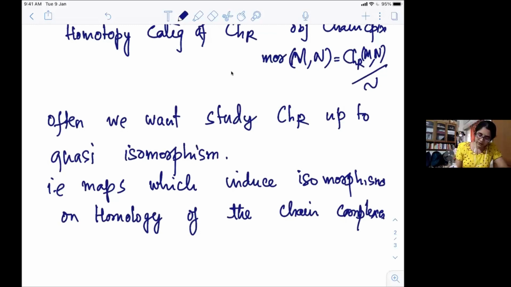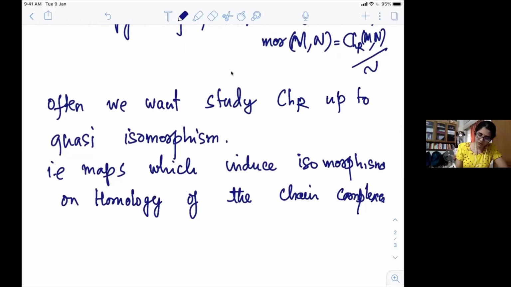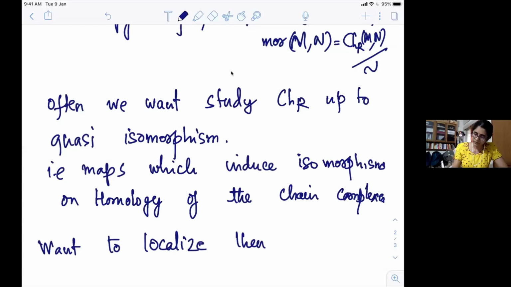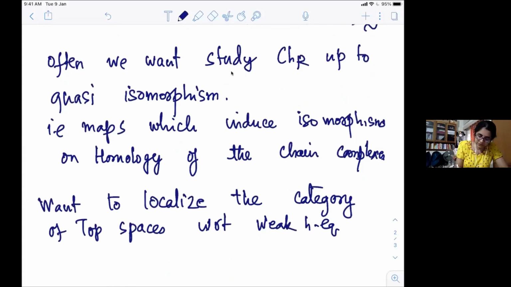So in either of these cases, now this connects to the kind of things that Somnath was talking about. What I really want to do is to localize. So in my example, either localize the category of topological spaces with respect to weak homotopy equivalences. So this is one example.